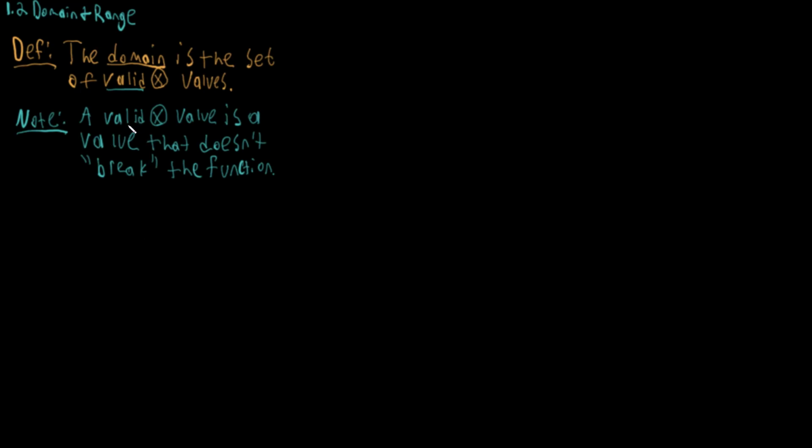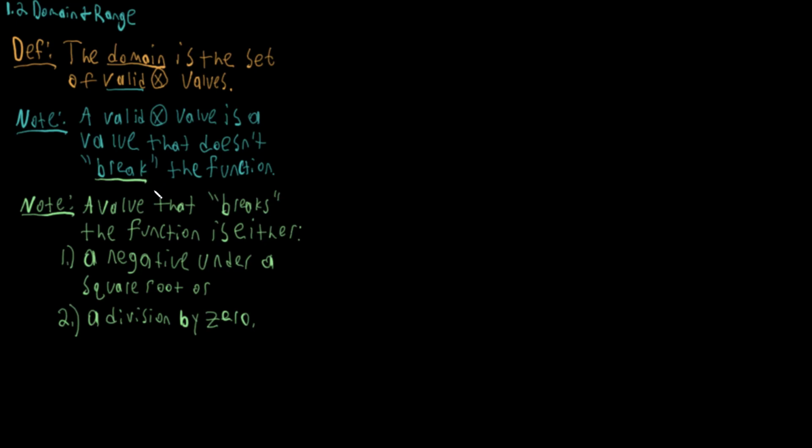So a valid x value is a value that doesn't break the function. And you might say to yourself, okay, great. So the domain is apparently a set of valid x values. Awesome. And a valid x value is a value that doesn't break the function. So what do you mean exactly by break here? Well, that's going to require another sort of note. And let's look at that.